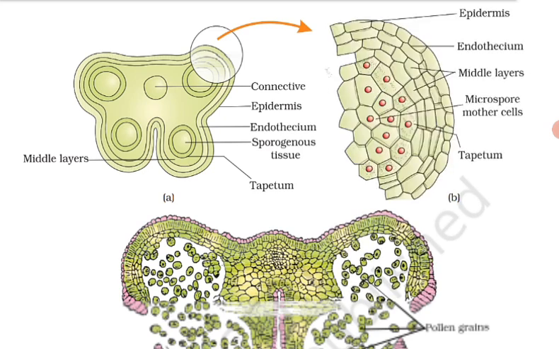The innermost wall layer is the tapetum. It nourishes the developing pollen grain. Cells of the tapetum possess dense cytoplasm and generally have more than one nucleus.